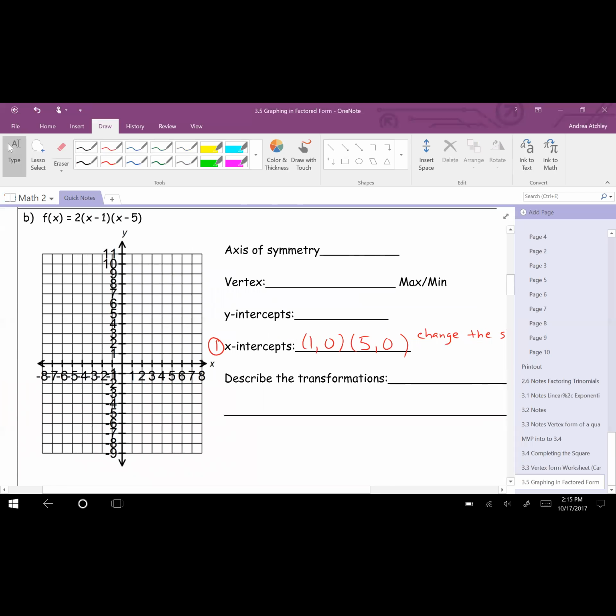Any questions over that? So I'm going to graph those. I'm going to go where x is 1 and y is 0. I'm going to go where x is 5 and y is 0. Those are my x-intercepts. Then from there, we're going to go to our axis of symmetry. Trevor, can you tell me my axis of symmetry? 3. 3 is in the middle, right in between the 1 and the 5.